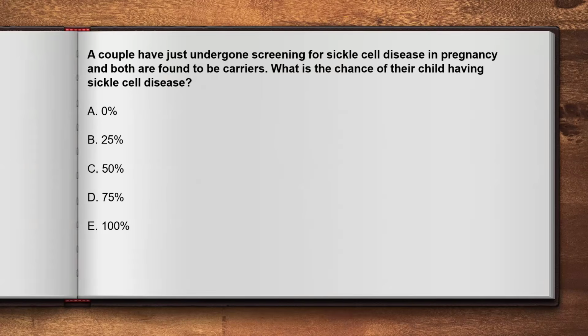All right. Next slide. This is from genetics, my least favorite topic in all of the exam. A couple have just undergone screening test for sickle cell disease in pregnancy, and both are found to be carriers. What is the chance of their child having sickle cell disease? 0%, 25%, 50%, 75%, or 100%?